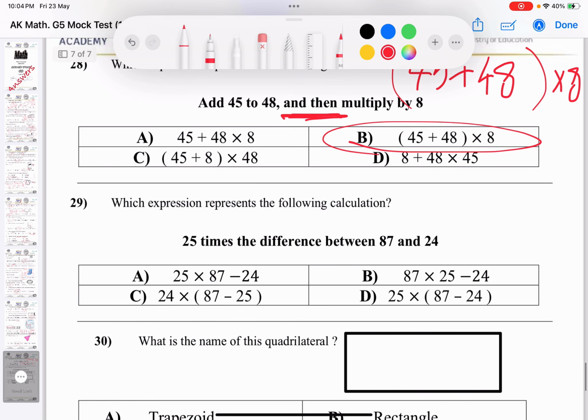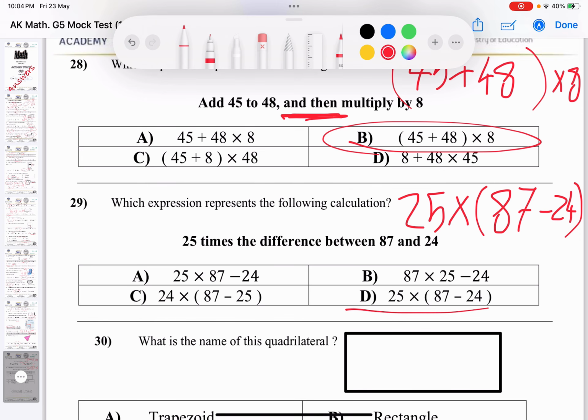Now, number 29, which expression shows 25 times the difference? So we have here 25 times. We need to multiply by the difference between 87 and 24. So we have here 87 minus 24. Okay, don't forget the brackets. So it will be D.